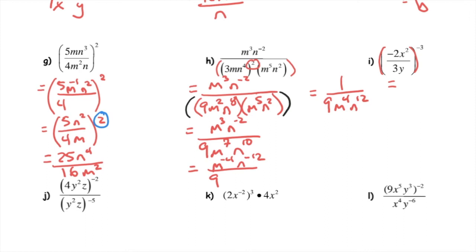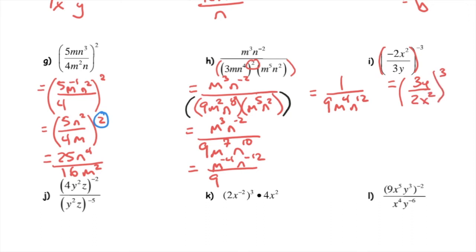So what I'm going to do is apply that exponent on the whole thing, the negative 3. But I'm going to do it in pieces. I'm going to apply the negative first because I know that the negative is going to simply flip the base.